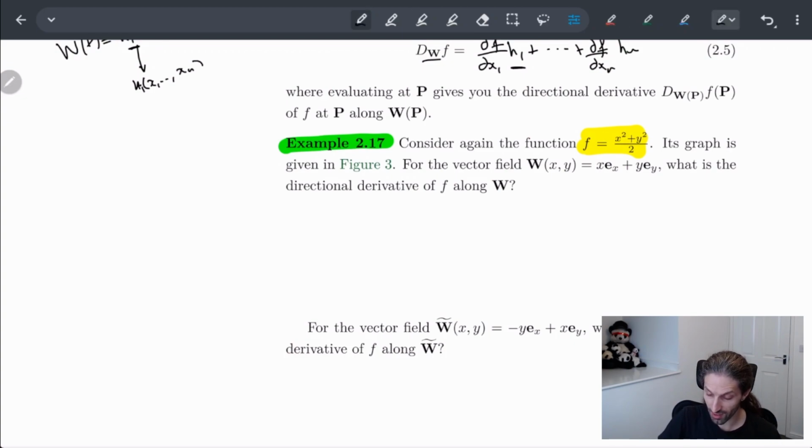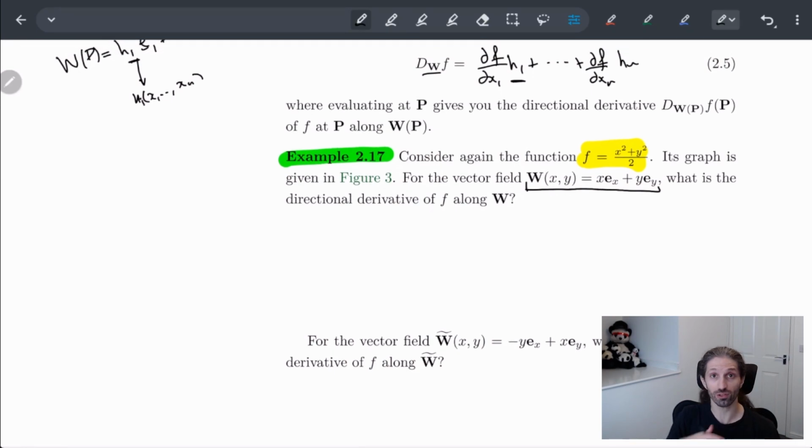And we already saw that it has a conservative vector field associated to it, given by this vector field. And the question is, what is the directional derivative of f along w? So here we already have the formula from 2.5, literally right above, so we can just copy and paste. Here this is df/dx1 h1, and there's two of these. So here it's just f_x h_x plus f_y h_y.